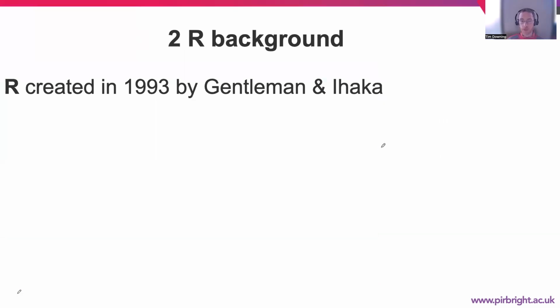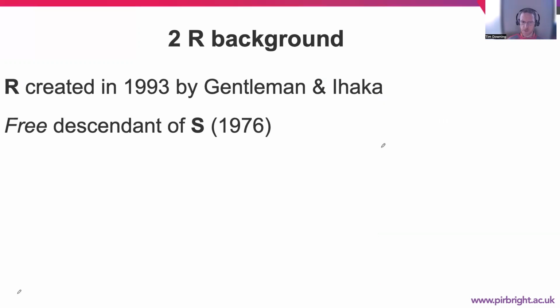R was first developed in 1993 by Ross Ihaka. It's actually a descendant of a language called S, which was developed in 1976. R is free and should be available on any device anywhere in the world, which is why we're learning it. It's something that you can use for years and decades to come, and is the standard language of bioinformatics and many aspects of computational science.